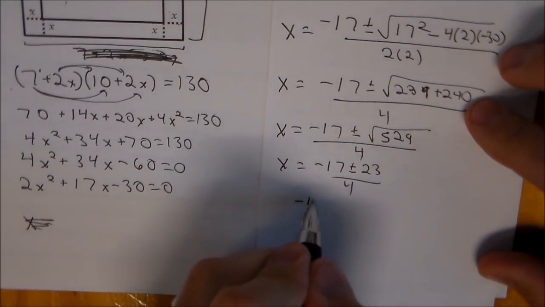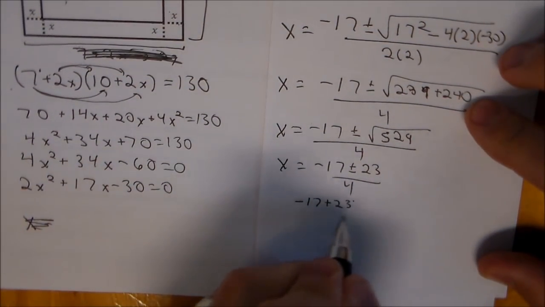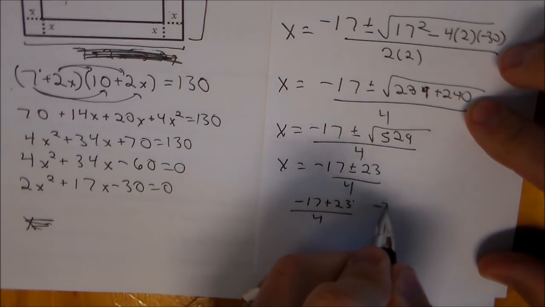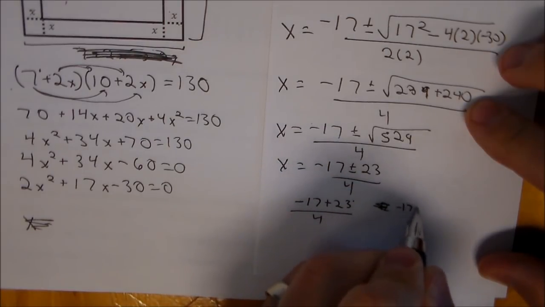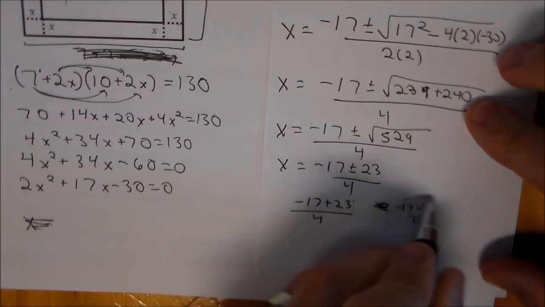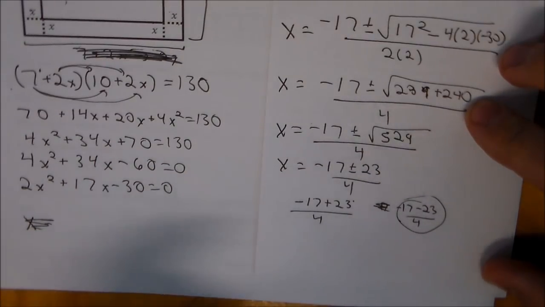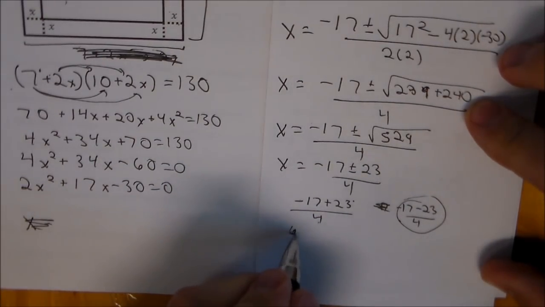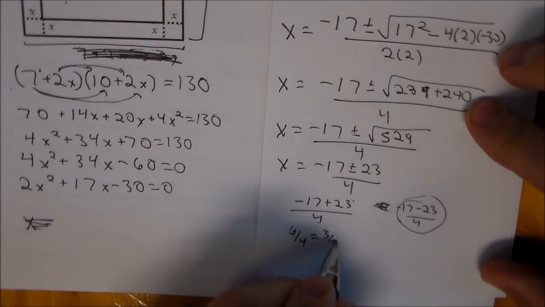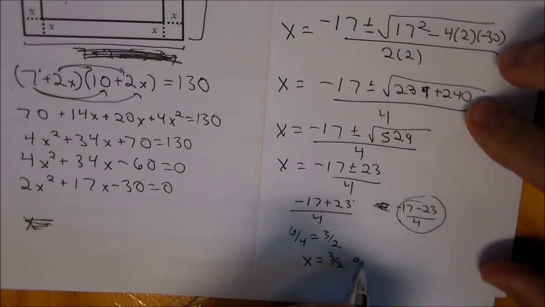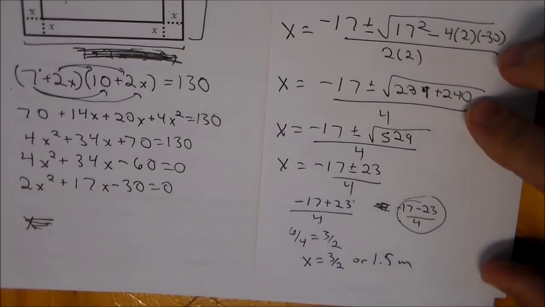So our answers are negative 17 plus 23 over 4, or negative 17 minus 23 over 4. Well, this is going to give me a negative solution. I don't really want that. What I get here is 6 over 4, which is 3 over 2. And that's the answer we want. So it's 3/2, or 1.5 meters.